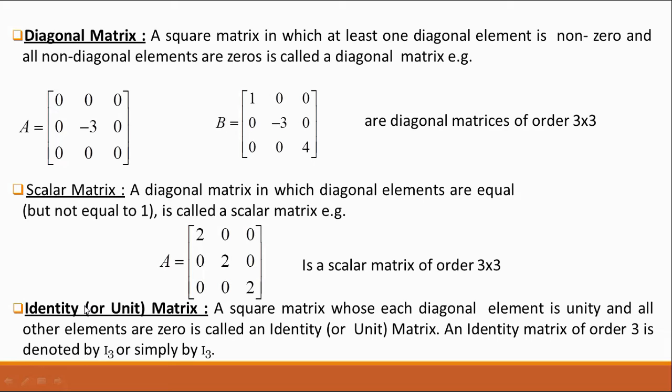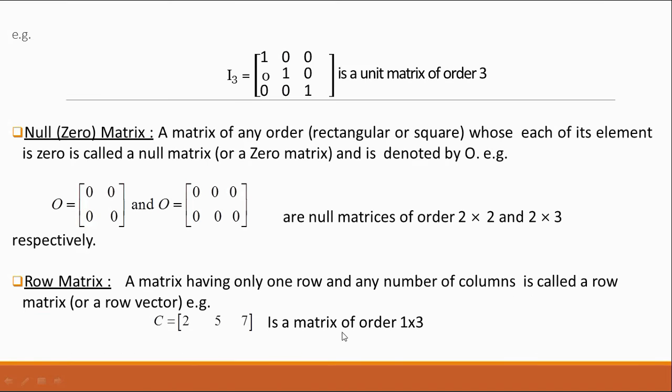But now this matrix is a diagonal matrix, and also a scalar matrix. Now what is a unit matrix? A square matrix whose diagonal elements are unity and all other elements are 0 is called an identity or unit matrix. An identity matrix of order 3 is denoted by I3 or simply by I. For example, this is a 3 by 3 identity matrix.